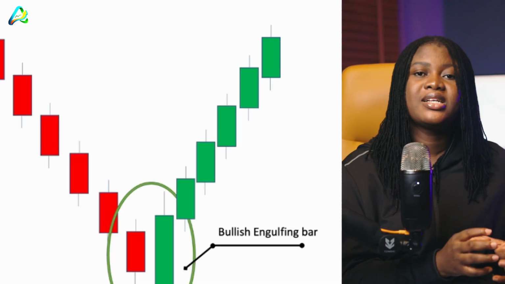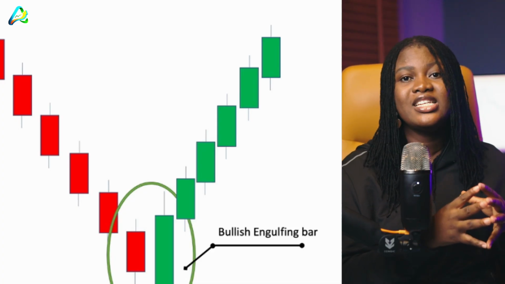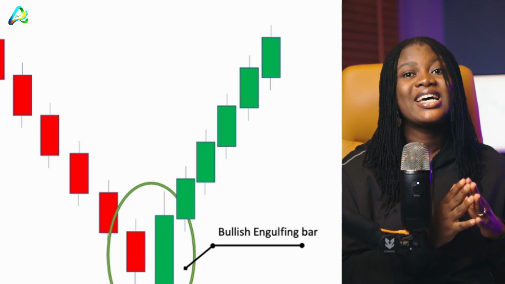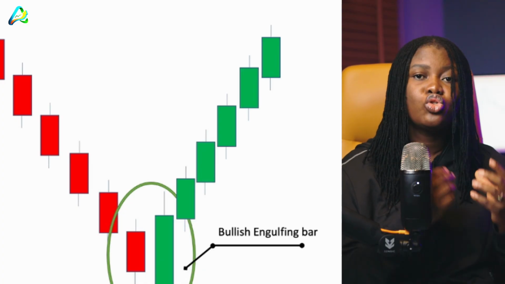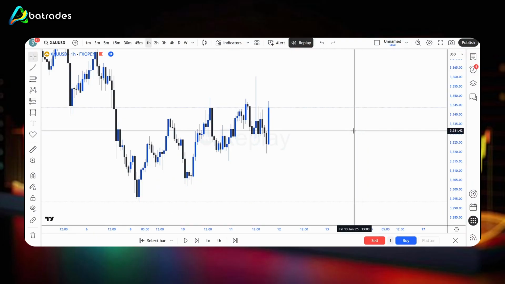So with the bullish candlestick pattern, when you see them at support zones, you see them at swing low zones, or you see them at the bottom of a trend, it tells you as a trader that buyers are getting ready to come into the market, so you should get ready to buy. That is simply what it means. So this is how you can also trade the engulfing candlestick pattern.